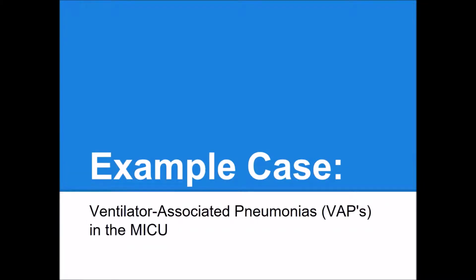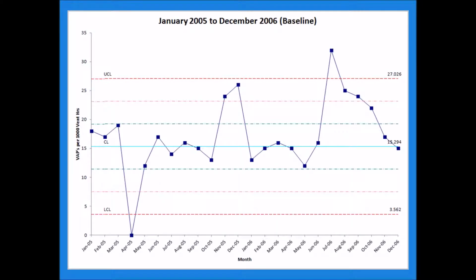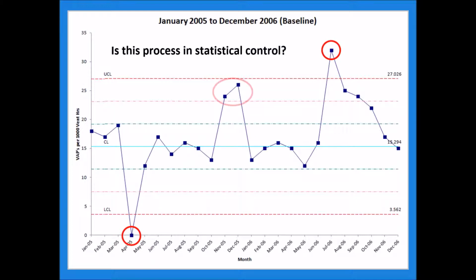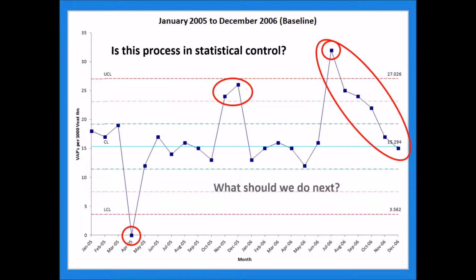Now let's go back to our example case of ventilator-associated pneumonias in the MICU and see how a control chart was used. This is the baseline ventilator-associated pneumonia rate data from the 2 years prior to starting the project. Take a second and look at those 8 rules we just discussed and see if you think this process is in statistical control. Right off the bat, you can see a couple of violations of rule number 1. You can also see some bias where 2 out of 3 consecutive points are more than 2 standard deviations from the mean, and then you can see a long stretch at the end here with a trend. So this is not in statistical control. The question is, what do we do next?